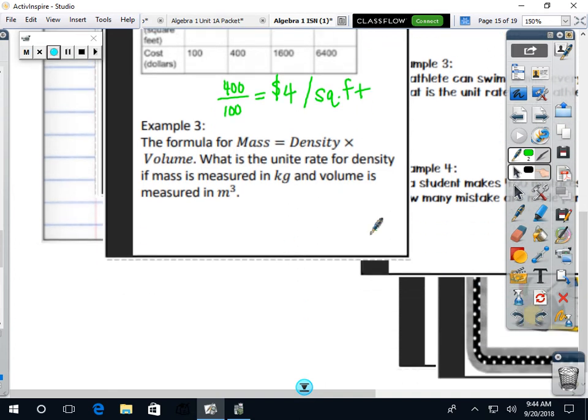All right, example 3. The formula for mass equals density times volume. What is the unit rate for density if mass is measured in kilograms and volume is measured in m cubed? Okay, so we're going to change everything. What did they tell us mass is measured in? Mass is measured in kilograms. So instead of rewriting mass, we're going to write kilograms. And then what did they tell us density is measured in?